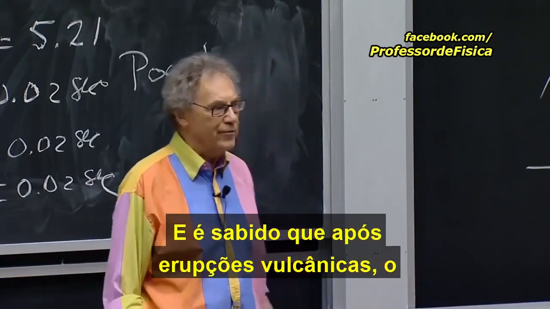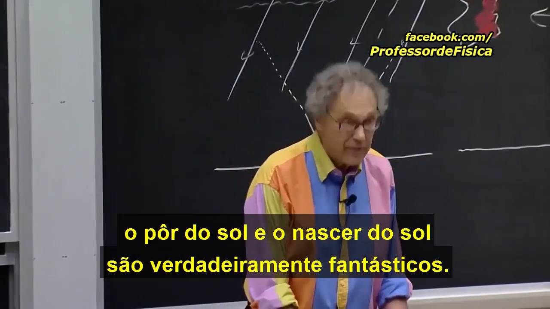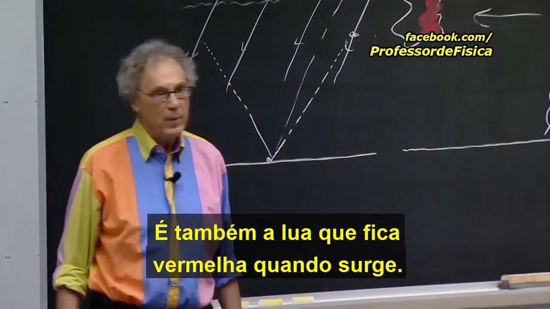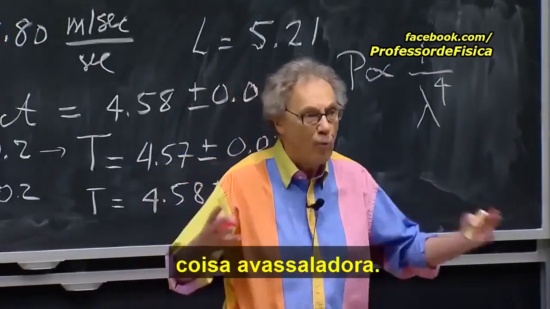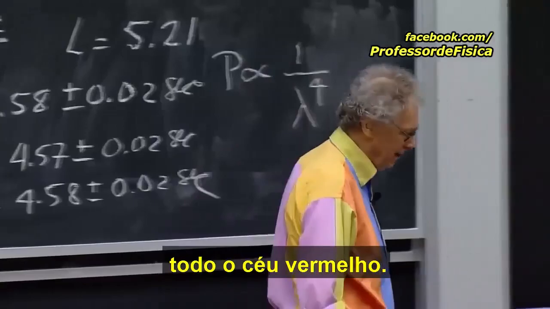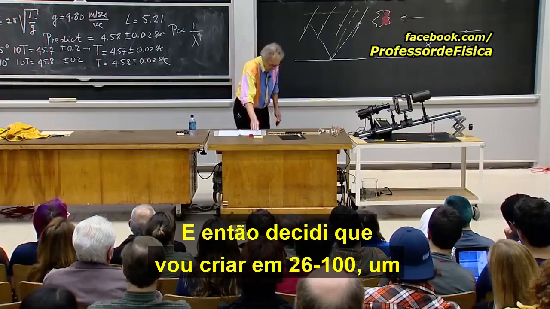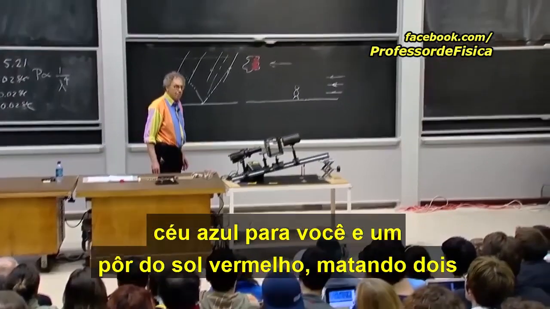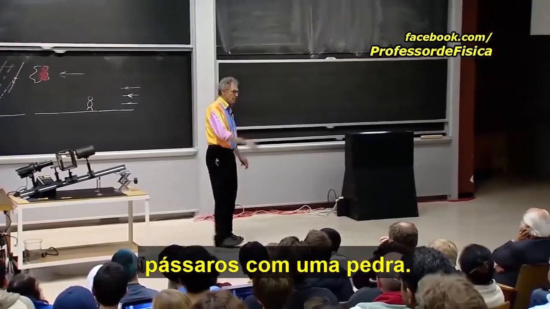And it is well known that after volcanic eruptions, the sunsets and the sunrises are truly fantastic. It's also the moon that is red when it comes up. And even the stars and the planets, you may never have noticed it because it's not an overwhelming thing. It is the sun that is the overwhelming thing that makes the entire sky red. And so I have decided that I'm going to create in 26.100 a blue sky for you and a red sunset, killing 2 birds with 1 stone.